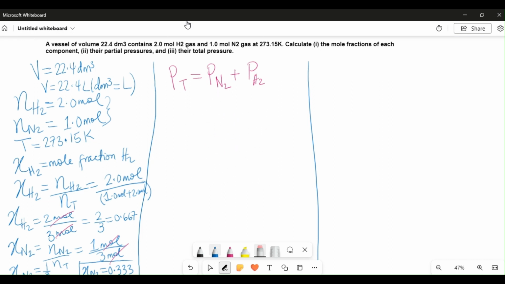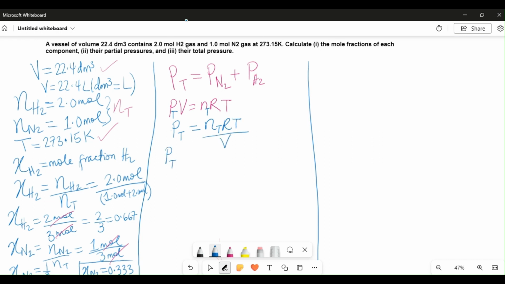If we go back to our work, we see we have the volume, we see that we have the temperature, and we see that we have the total number of moles, which is the addition of the mole component amounts. So that means we can use the good old ideal gas formula, PV equals nRT, where in this case the P is the total pressure and the n, the number of moles, is the total number of moles. So rewriting this, to find the total pressure, we have P_T equals n_T RT divided by V. So that is what we do.